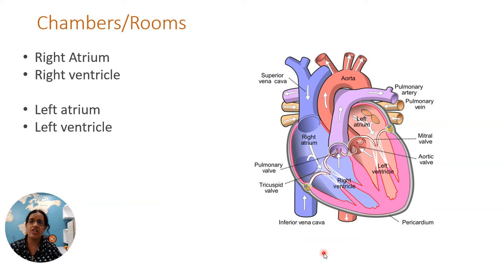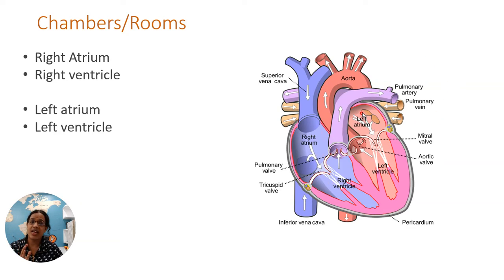Now let's go and look into the rooms or the chambers. On the top floor, we have the right and left atrium. On the ground floor, we have the right and left ventricles. Right. Now, on the right side of the heart, we have all the deoxygenated blood collected by the vena cava, which is poured into this side of the heart, and now all such deoxygenated blood enters the pulmonary artery and goes to the lungs for further purification.